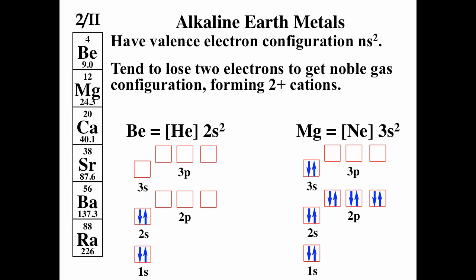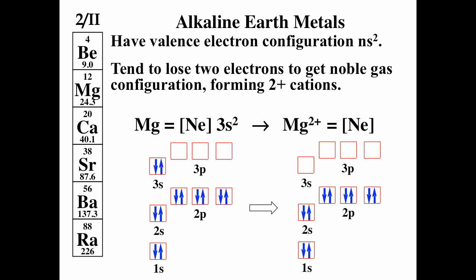The alkaline earth metals tend to lose 2 electrons to get noble gas configuration. For instance, magnesium has electron configuration 1s2, 2s2, 2p6, 3s2. But when it reacts to lose those 2 valence electrons, it gets the noble gas configuration of neon.